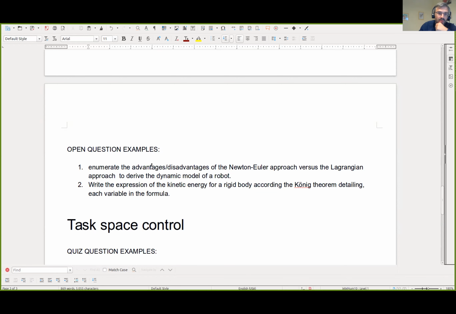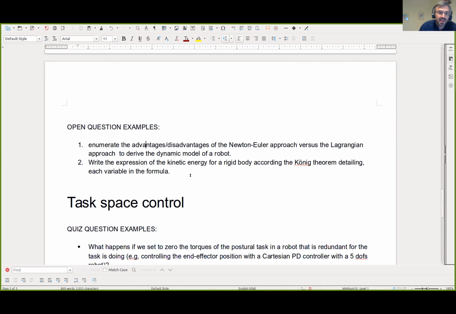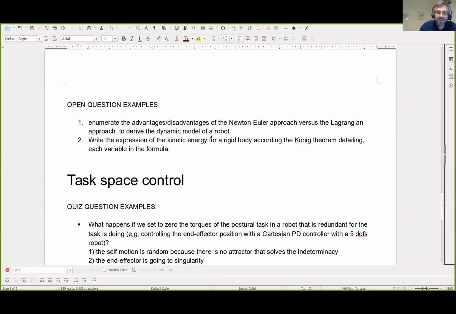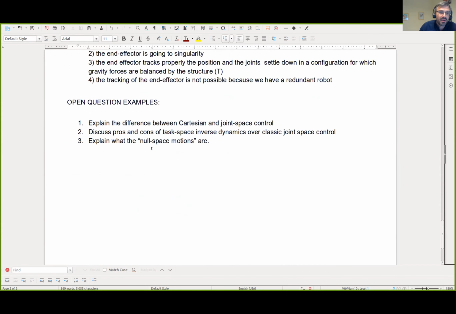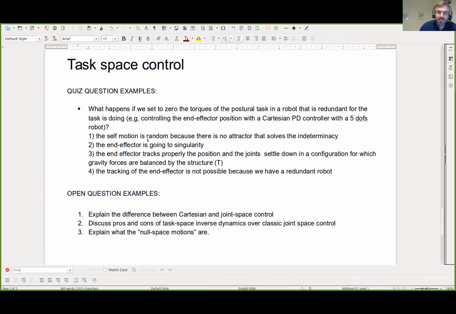Then some open questions: enumerate the advantages and disadvantages of a Newton-Euler approach versus the Lagrangian one, and write the expression of kinetic energy for a rigid body using the Koenig theorem, detailing each variable in the formula. Finally, the last topic is task space control.